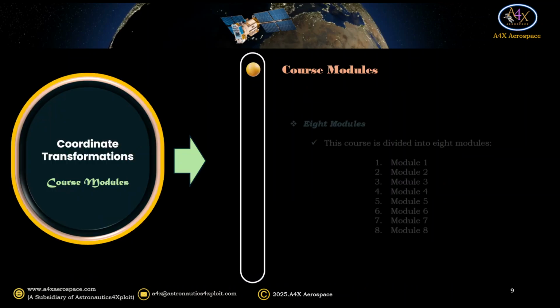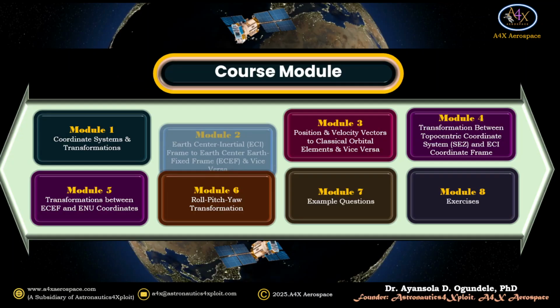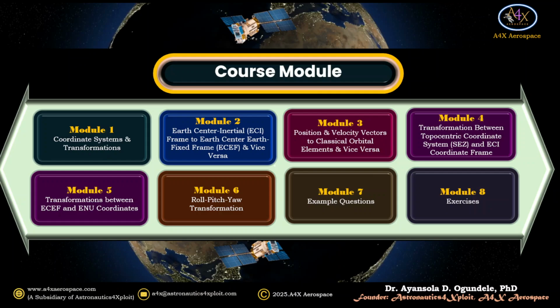Course modules. This course is divided into 8 modules: Module 1, Module 2, Module 3, Module 4, Module 5, Module 6, Module 7, Module 8. Each of the modules is explained as follows. Module 1, Coordinate Systems and Transformations. Module 2, Earth Center Inertial Frame to Earth Center Earth Fixed Frame, and vice versa. Module 3, Position and velocity vectors to classical orbital elements, and vice versa.